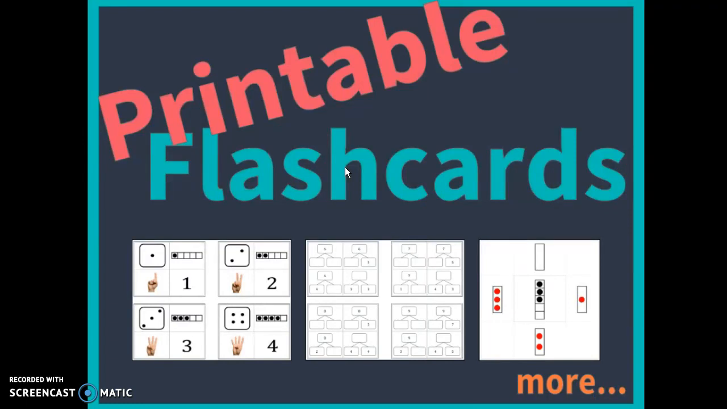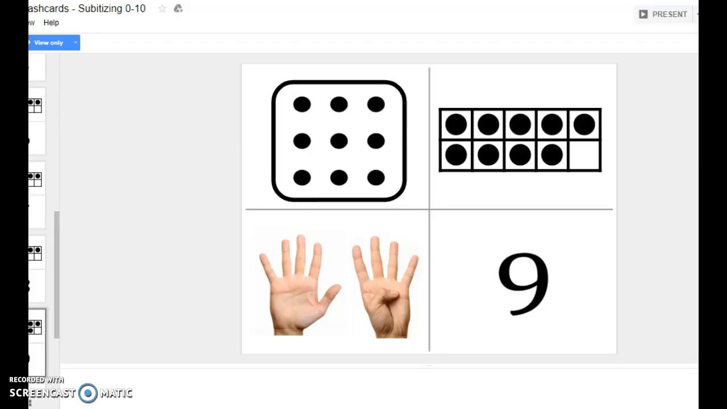Here are some different flashcards that you might be able to use in your classroom. So one thing that I like about these cards is that it focuses on subitizing. Subitizing is when students are able to see a number quickly in multiple ways. So for example, when they look at this, they know that this is 9. They know that this is 9 on a 10 frame, and this is 9. Rather than counting 1, 2, 3, 4 until they get to 9, they can quickly notice and recognize 9.